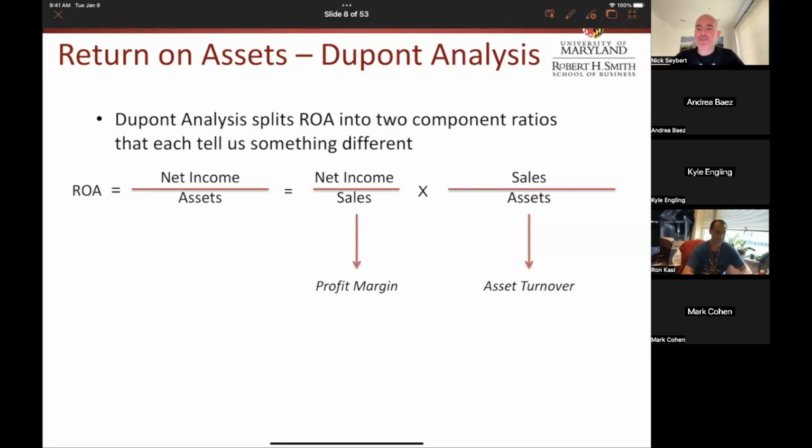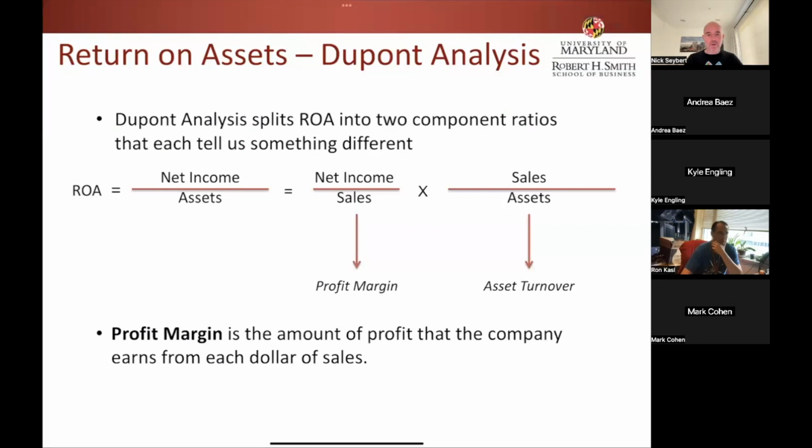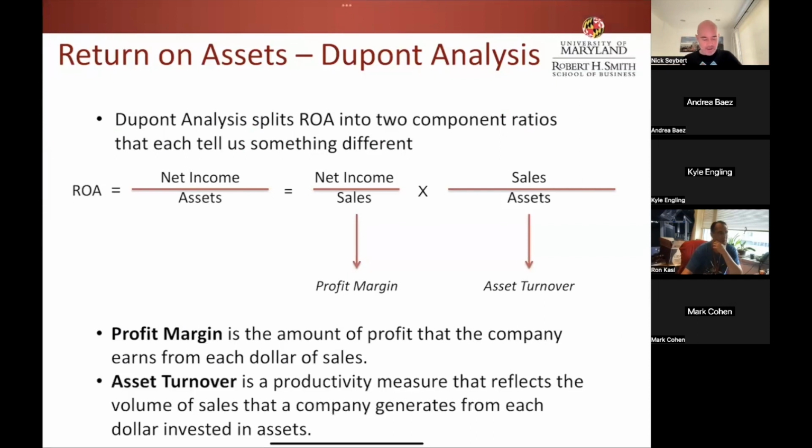The dollars of sales per dollar of assets. So even though this thing is called asset turnover, what it's really telling us is how much sales can you generate? How much sales does the company do for every dollar of assets that it has? So, in words, profit margin is the amount of profit the company earns from each dollar of sales. And asset turnover is a productivity measure telling us how productive assets are. What's the volume of sales for each dollar of assets?